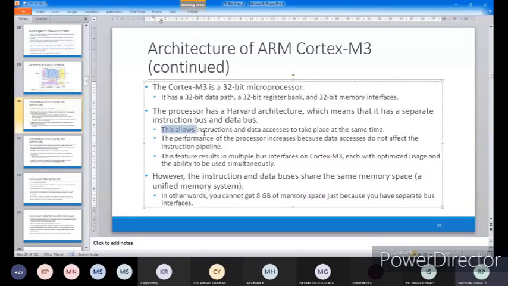This allows instruction and data access to take place at the same time. So you can have parallel transmission. Instruction also you are giving, data also you are sending. So at a time, parallel transfer is there. So what is the advantage? Your response will be fast.